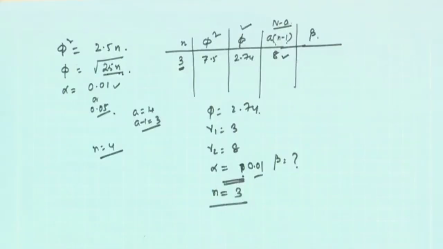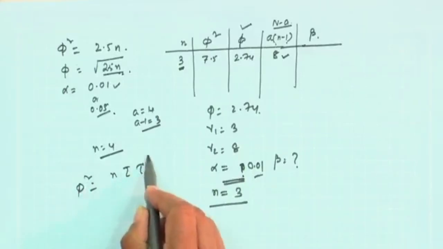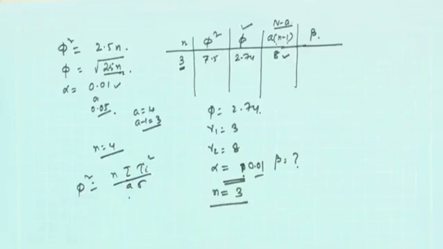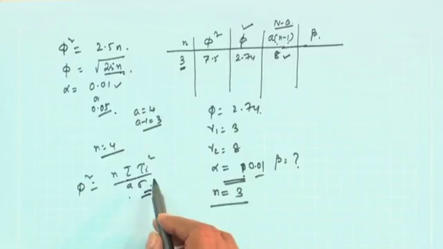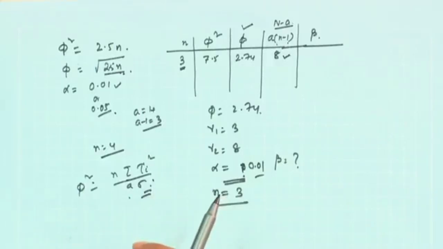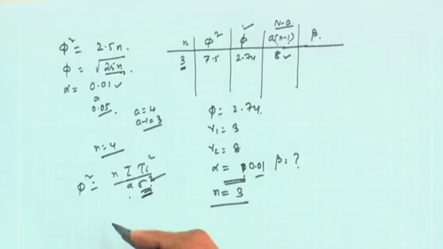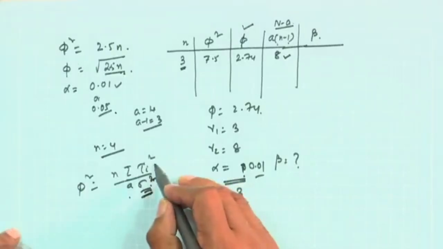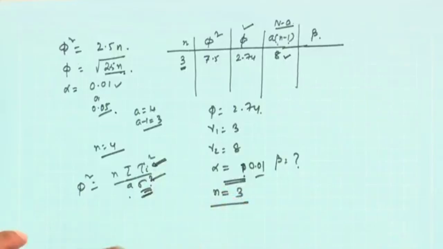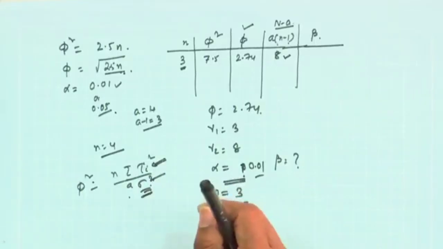But up to this discussion, in using the OC curve, we are computing phi square equal to n times the sum total of tau i square by a into sigma square. This is what you are using. Now, that means you require to know the tau i. So tau i is a population parameter.